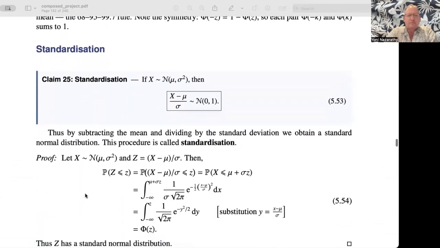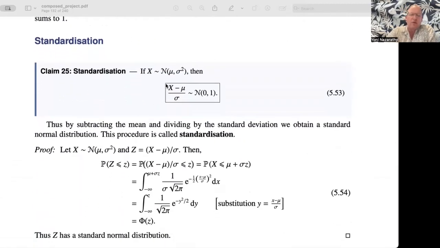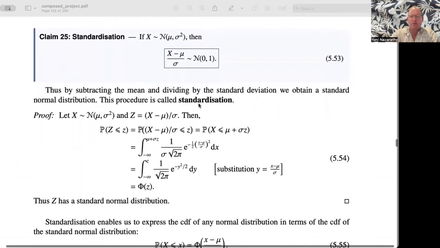Okay. Now, for a normal random variable that's distributed with mu and sigma squared, if you do the following transformation to it, you subtract mu and divide by sigma, or alternatively, you do the affine transformation of multiplying by 1 on sigma and adding minus mu divided by sigma, then what you get is a (0, 1) standard normal random variable.